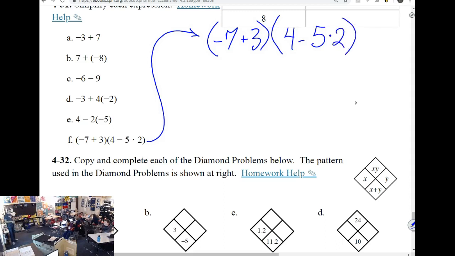This is tough, this last one. To start, we have 2 different parentheses sets that we can do stuff inside of. So then I have to work left to right dealing with those parentheses. What's -7 plus 3? So bad guy 7, good guy 3. Who wins? These are fighting, right? Bad guy 7, good guy 3. Who's stronger? Bad guy by how much?